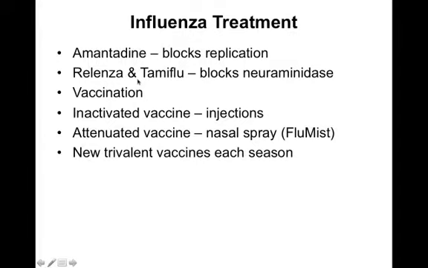Vaccination: there's an inactivated vaccine, which is the most common in the United States, and this is basically an injection, and then the attenuated vaccine, which is FluMist, a nasal spray, which tends to give you better protection. However, the problem with this is there's a good chance you'll get the flu after getting the vaccine. And there are new trivalent vaccines each season.